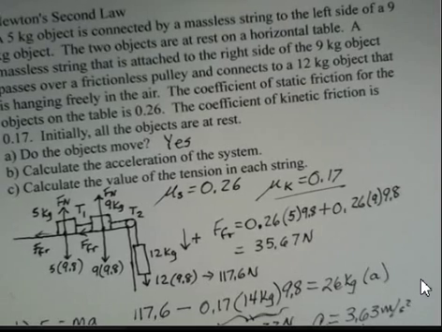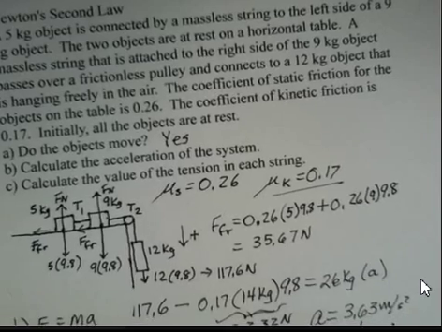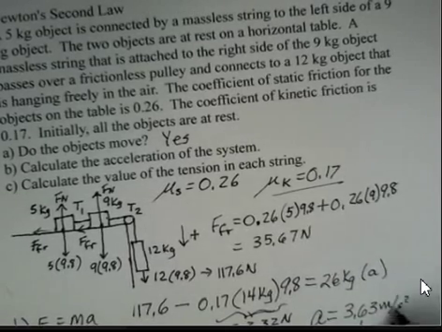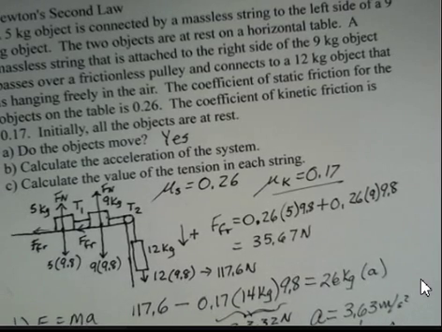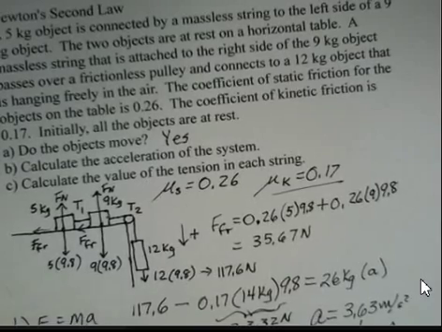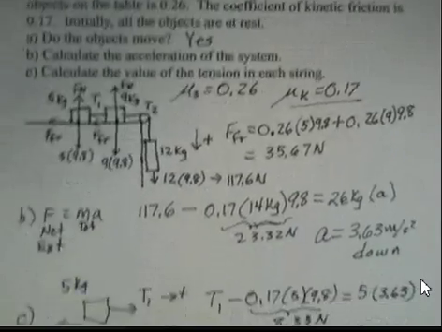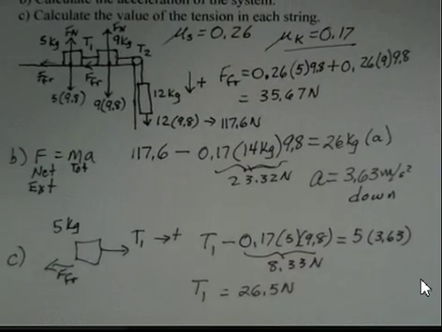This force, friction, I believe is 8.33 newtons. You got to double check that. So 5 times 3.63 meters per second squared plus 8.33 newtons. I came up with a value of 26.5 newtons for tension 1. I'm sorry, I'm off the screen again.